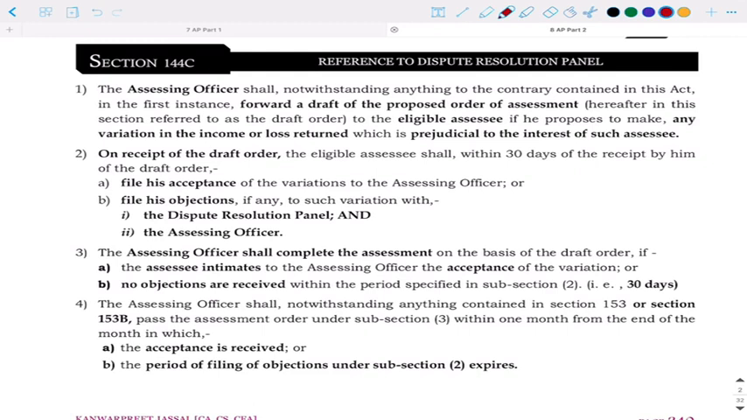So you already know this. When the department has to proceed to the DRP, that you already know. So once the draft order is ready, in case of an eligible SSE, you already know who is the eligible SSE, then in that case, they will have to present this draft order to the DRP.